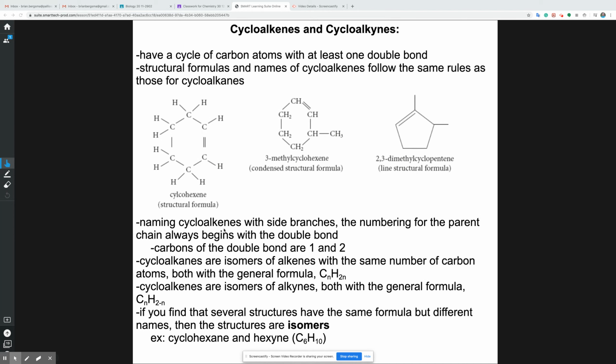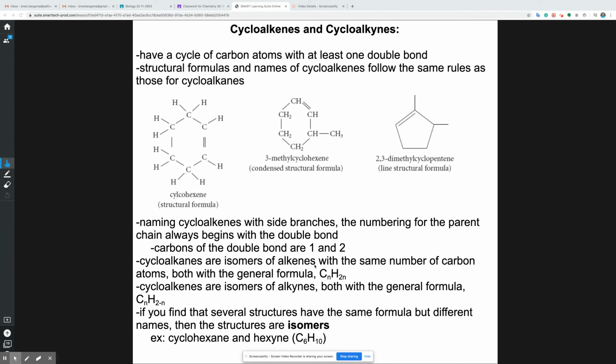Okay, the naming of cycloalkenes with side branches. The numbering for the parent chain always starts with the double bond, so you never have to say where the double bond is in a cycloalkene or alkyne. You know that this is carbon 1, carbon 2, and then it goes on. Again, we only add numbers if we have methyl and ethyl groups. The carbon double bond is between carbons 1 and 2.